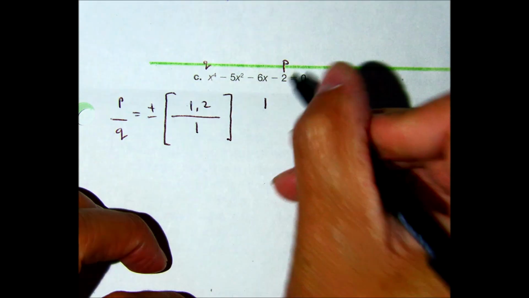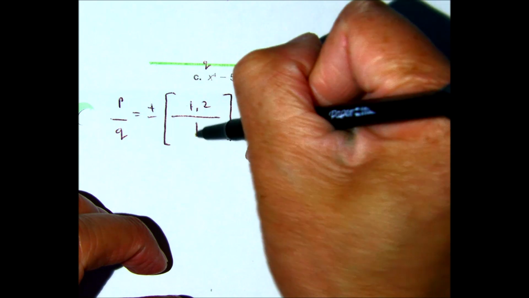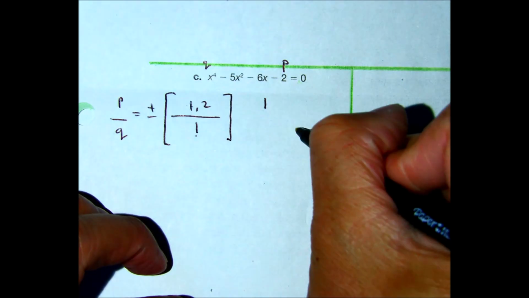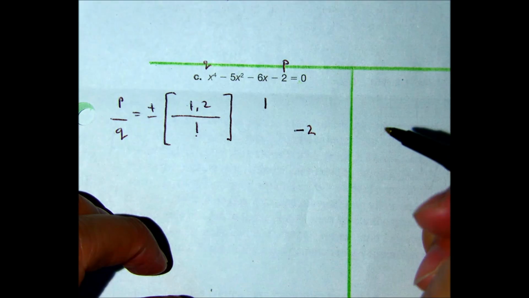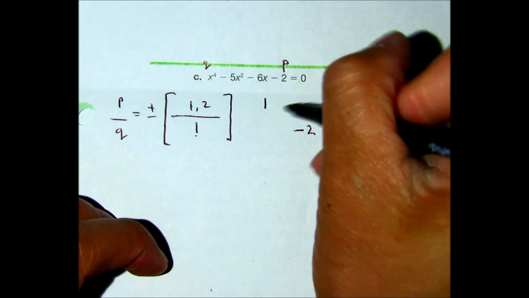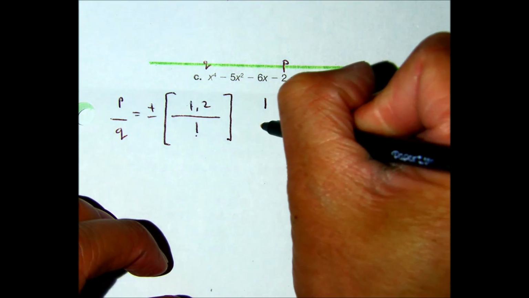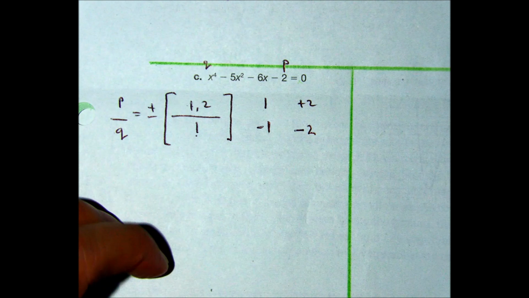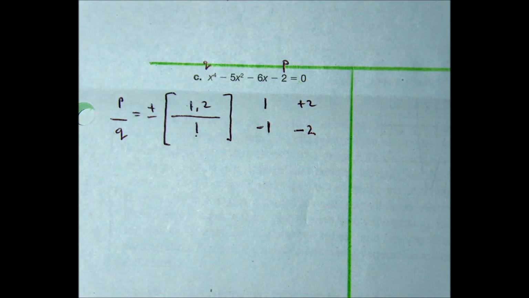Positive 1, so 1 divided by 1, and then we're separating those, so 1, you said -2? Any other numbers? Positive 2 and -1. Raise your hand if you got that so far. Okay? Thank you, Madeline.